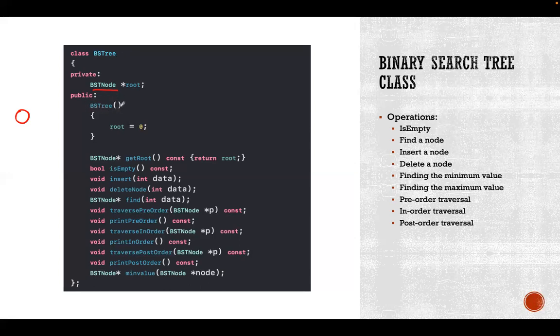And you can see that we are running the default constructor of the binary search tree, and the root is going to be a null value. Okay, root is going to point to a null value.